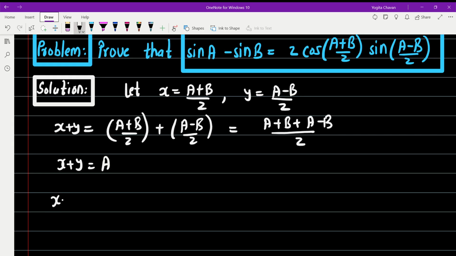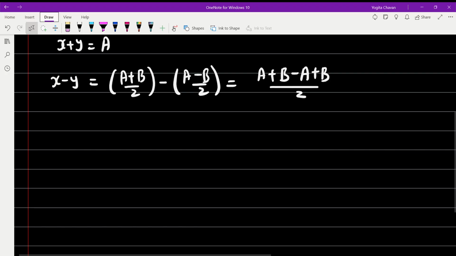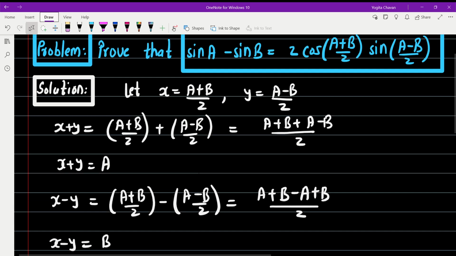Now next, what is x minus y? x minus y is equal to (A plus B) upon 2 minus the value of y, which is (A minus B) upon 2. So this is equal to A plus B minus A, and minus minus becomes plus B, upon 2. So x minus y is equal to B. So we have two observations: x plus y is equal to A and x minus y is equal to B.